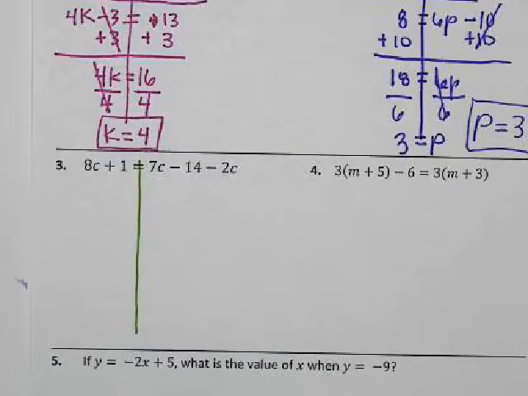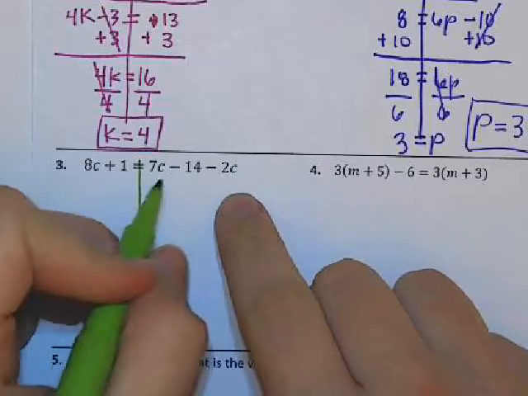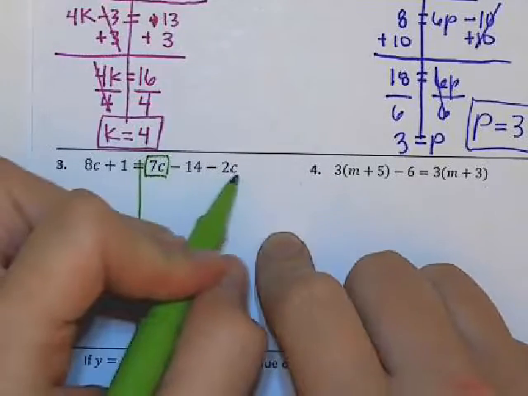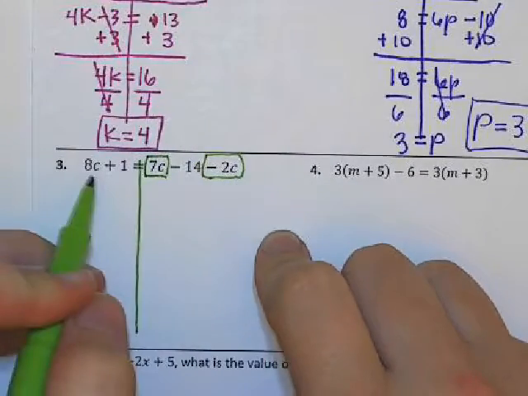Am I ready to start moving things from one side to the other? No. What do I need to do first? I got to combine my like terms. Okay? Now, what are like terms? The numbers of the same variable or exponent. Good. They have the same variable, the same letter, and exponent. So looking at this problem, what are like terms? 7c and -2c. Is 8c a like term?